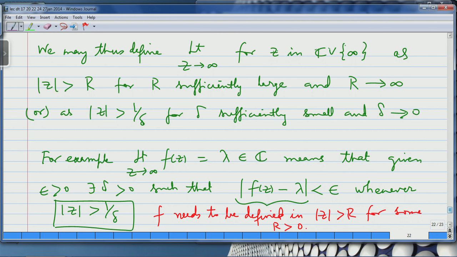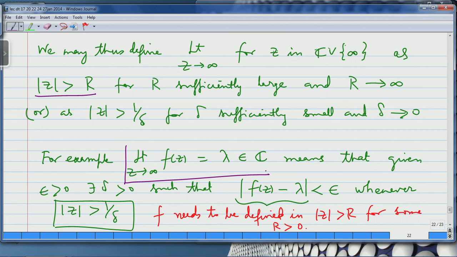So if we look at it, here is a definition. We define limit z tends to infinity, for z in the extended complex plane, as allowing the modulus of z to become arbitrarily large, which is written by the condition mod z greater than r. That is essentially the exterior of a circle, and as r becomes larger and larger it corresponds to a smaller and smaller neighborhood of infinity if you look at it via the stereographic projection.